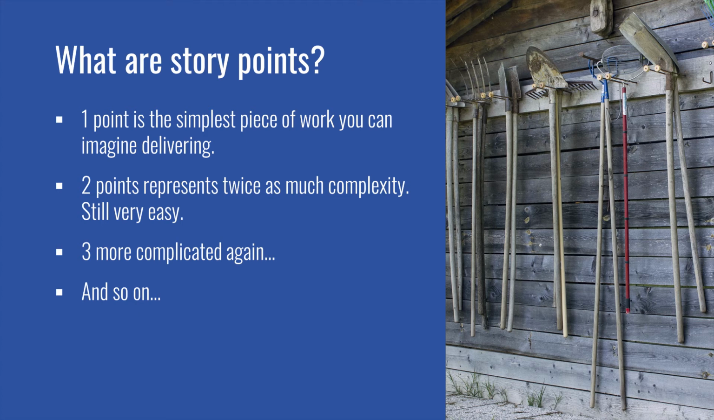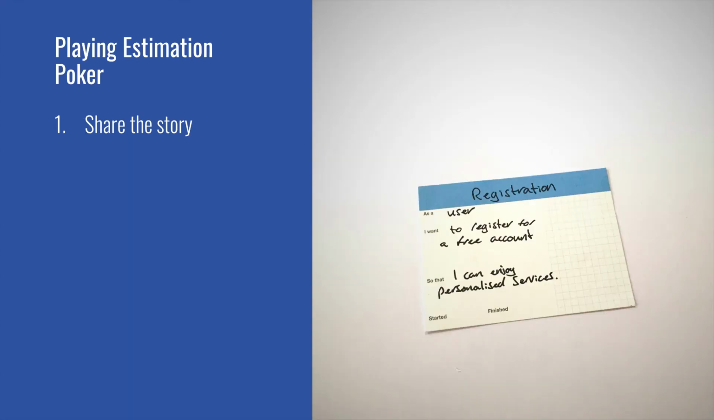Now we know what context players are working in when they play the game. Let's focus on the rules of the game. The first step is for the product owner to explain a user story. Who needs the feature? What do they want to occur and when? Why do they want it? What outcome is the user and the business trying to achieve?